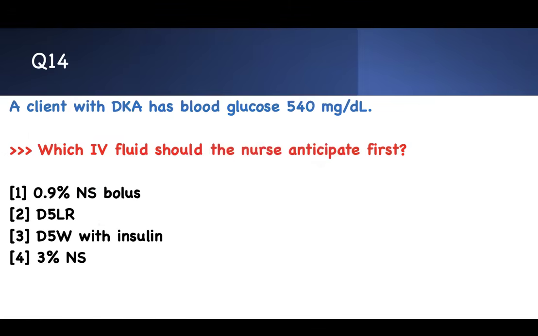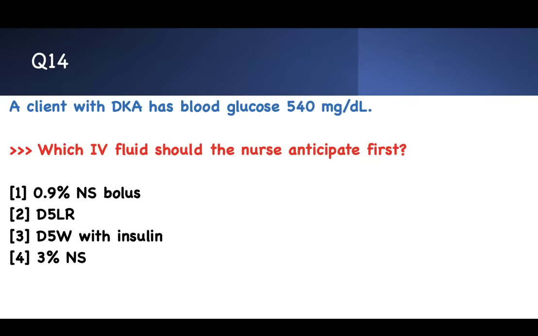DKA, blood glucose of 540. We are applying the content clinically to a situation, not memorizing. That is the purpose of this NCLEX practice question, to use the information you know to answer it. If you've seen the question somewhere before, don't memorize it. Look at the situation I've given you. That is how you answer a question.